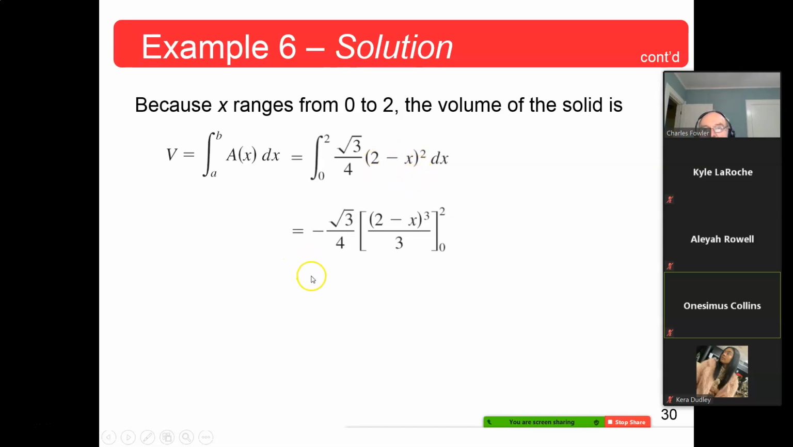Now evaluate this from 2 to 0. When x equals 2, this is 0, so the whole thing is 0 here. When x equals 0, the minus times this minus makes a plus. It'd be square root of 3 over 4 times 2 cubed, which is 8 over 3. Well, 4 will go into 8 twice, so it's 2 root 3 over 3. That would be your answer.